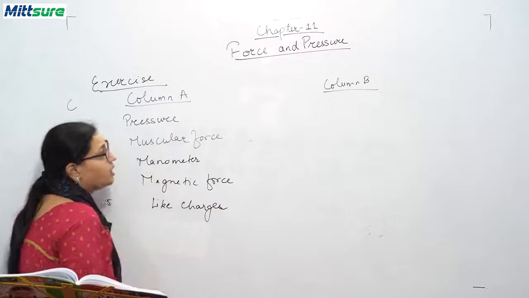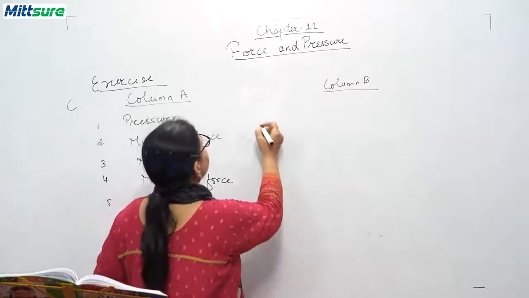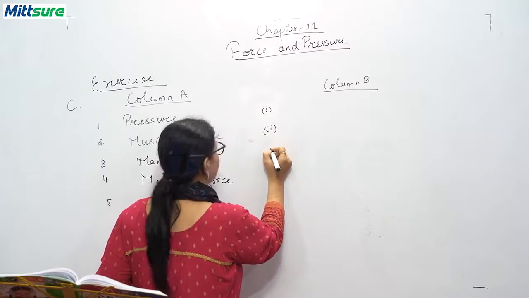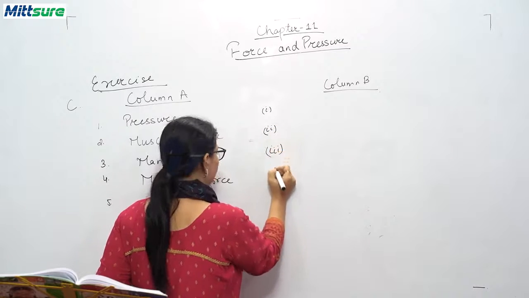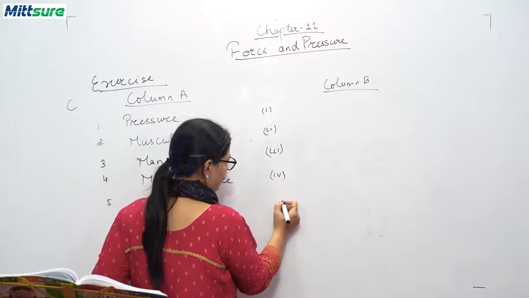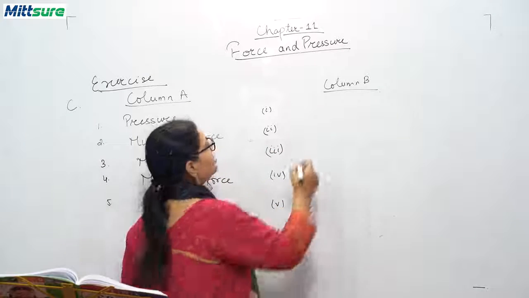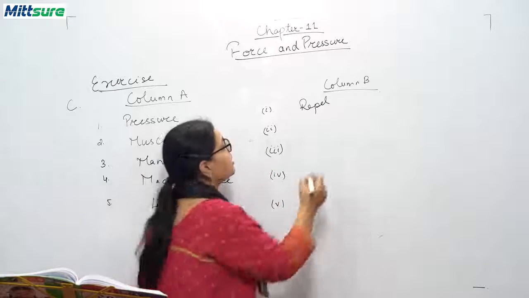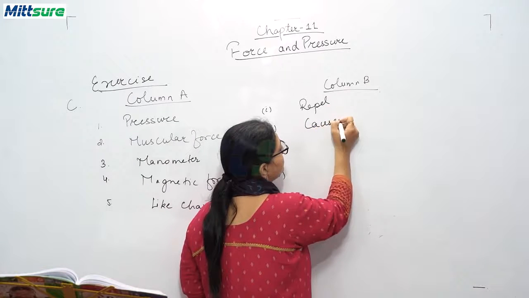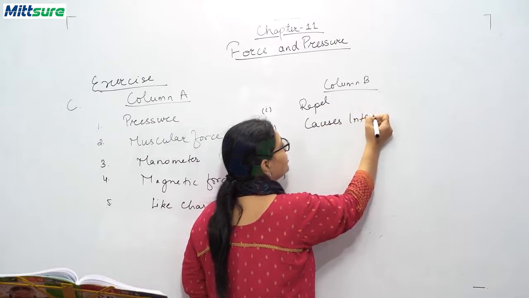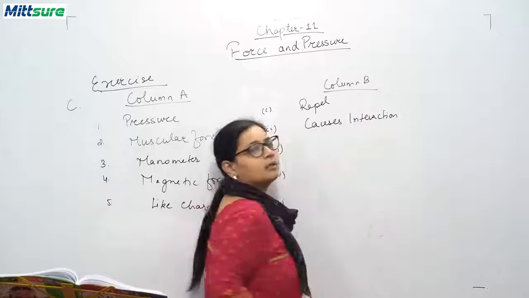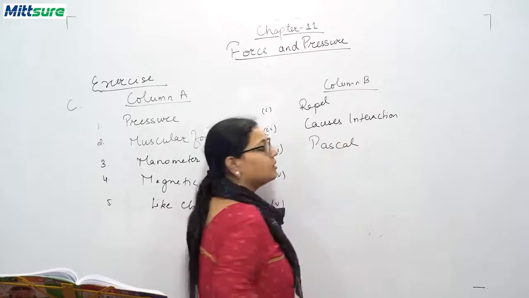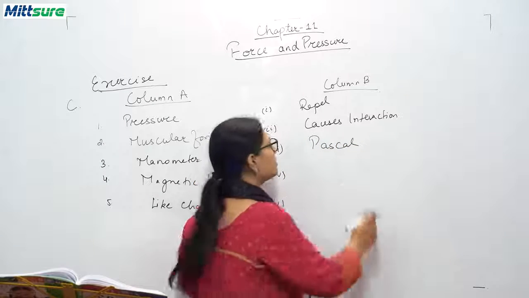Okay. Now we will be writing this column B, that is first, second, third, fourth and fifth. So the first is repel. Second is causes interaction. Third is Pascal. Fourth is contact force.